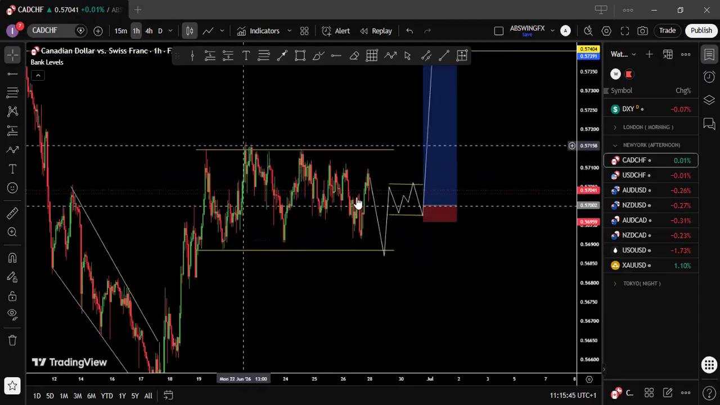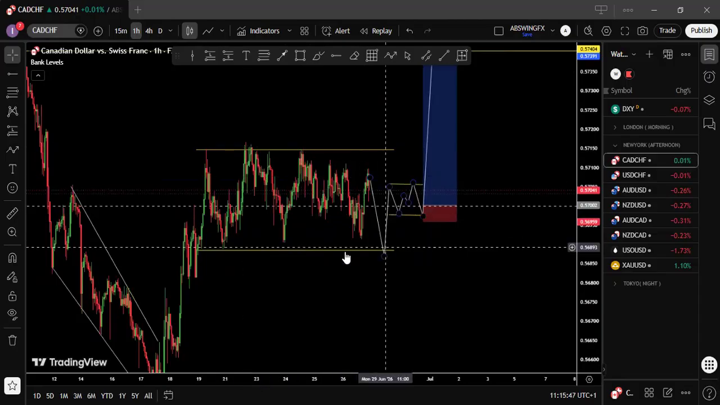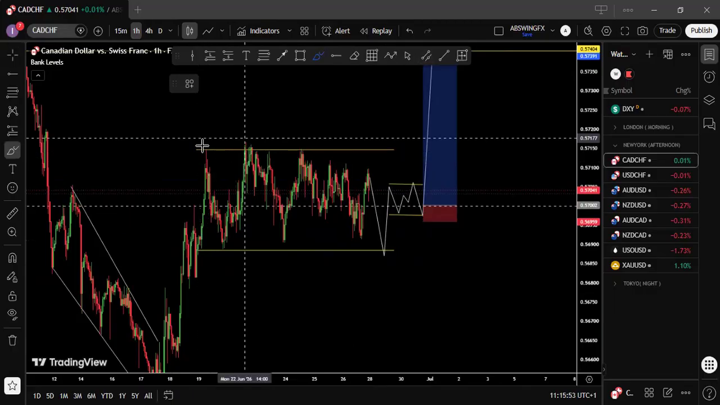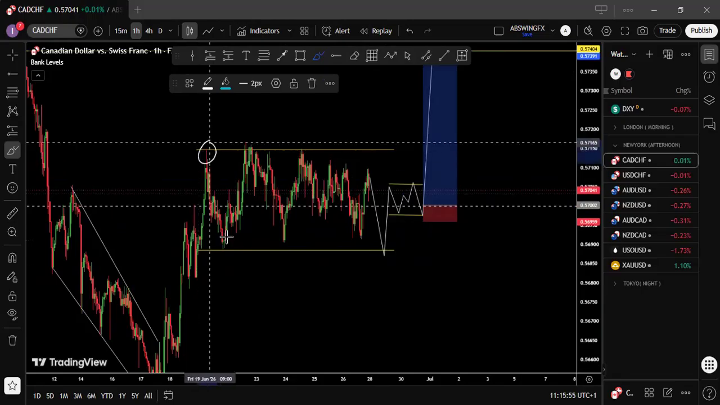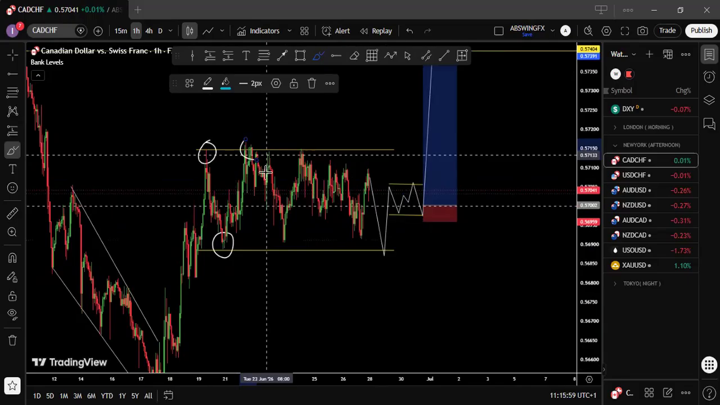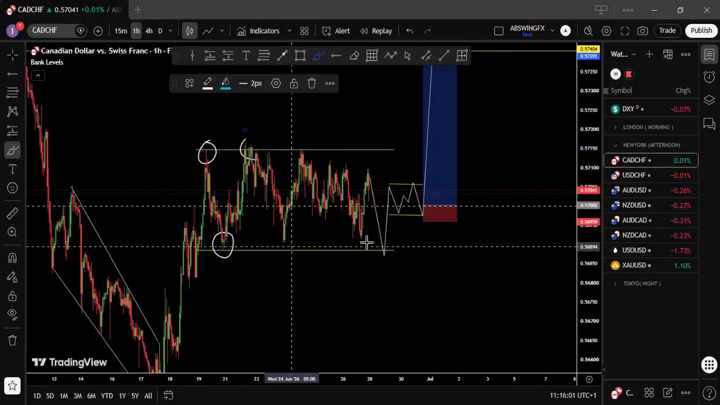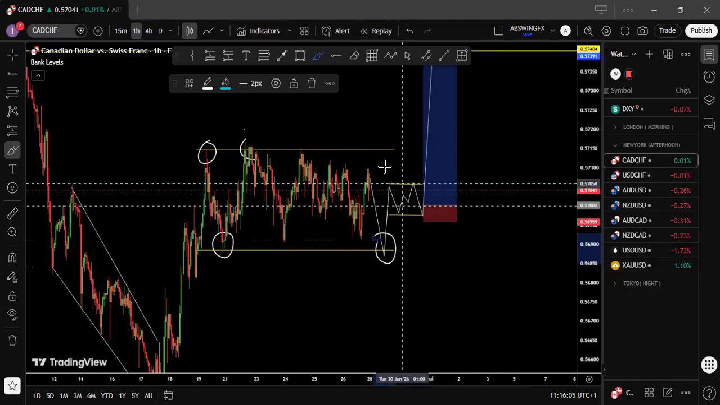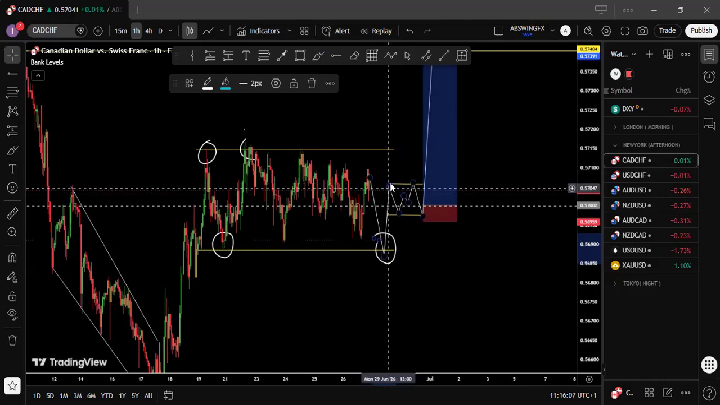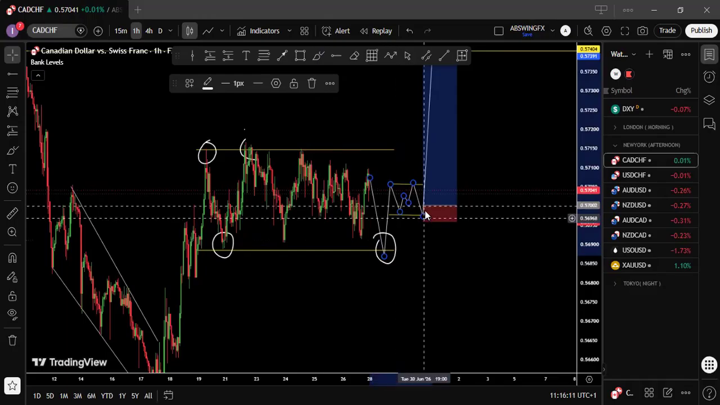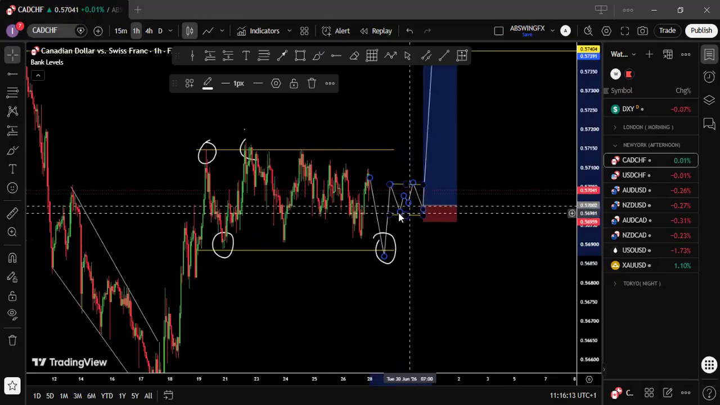4 hours midsection, drop here to balance. You can see a tap here. I so much love this position. A tap here, a tap here, a tap here. Then we're expecting to see a tap in this region, push above. We find opportunity. You can see how everything is accurate.